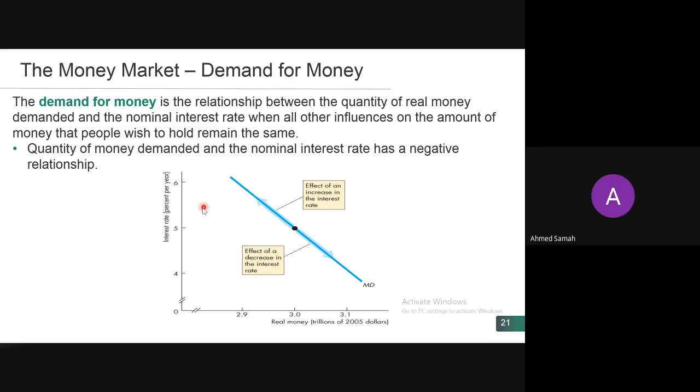As you can see here, the price is the interest rate, because the interest rate is the price of money. So when there is a change in the interest rate, it causes a movement along the money demand curve, as you can see here. Just like with any goods and services, when the price changes, it will cause a movement along the demand curve.